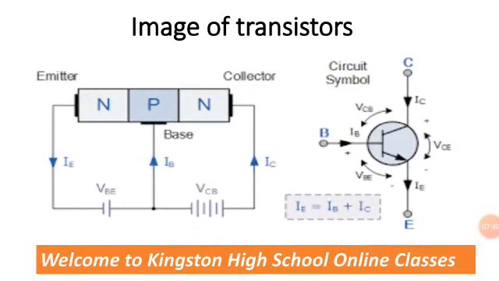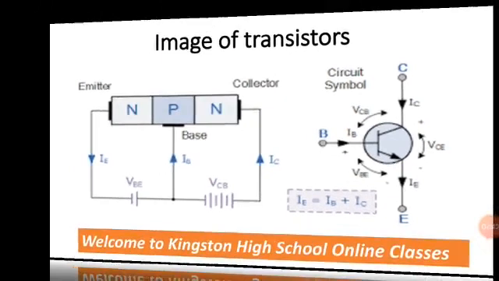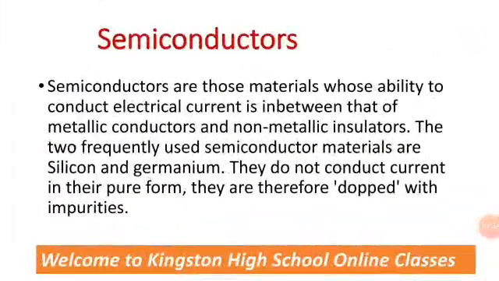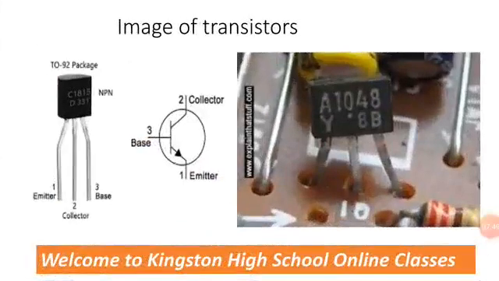We have different types of transistors, as you can see here. We have the NPN transistors. We have the PNP transistors. I will leave you to find out this. It's already in your assignment. We have also other different types of transistors. So this is the image of a transistor.